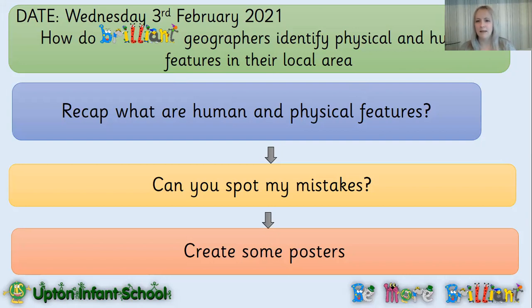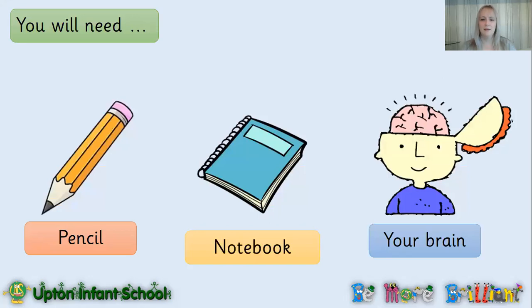So we're just going to have a recap on what human and physical features are. Then I've made a few mistakes on my posters and I'm hoping you'll be able to spot where I've gone wrong. And finally, I'd like you to have a go at creating some of your own posters today. Things you'll need are a pencil, maybe a notebook, or if you've got some colour paper, maybe you want to use that, and also your brilliant brains.